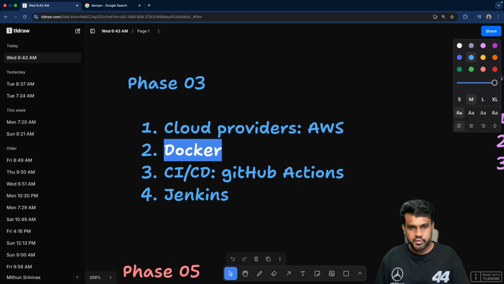To deploy it, you will be using tools like Docker. Okay, you need to understand the concept of containerization: why Docker, what advantages you are getting, and how to work with it. All of it.